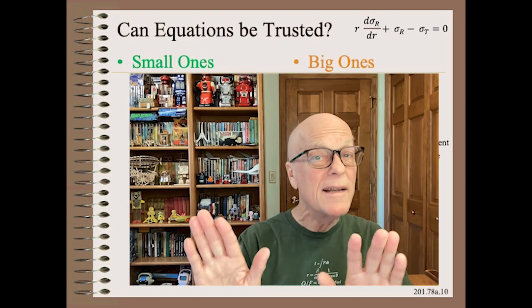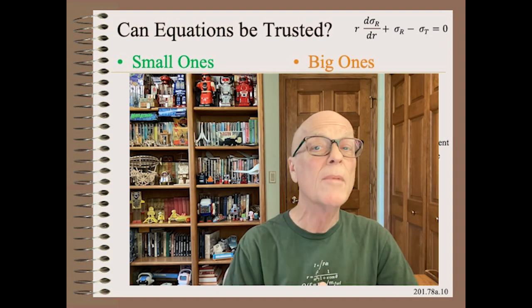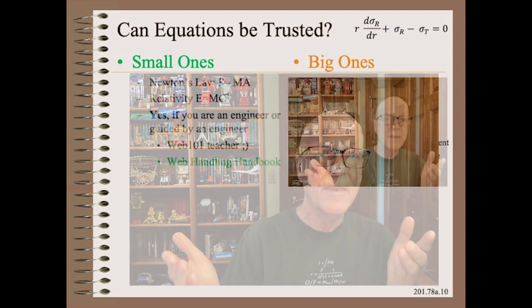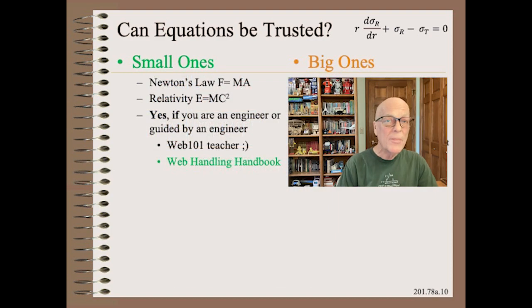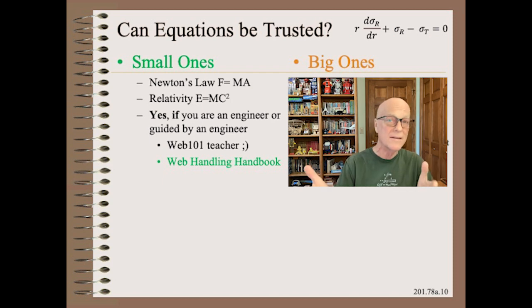Yet, there's a tendency to distrust things that you don't understand well, and equations are no different. So, when and how can you trust them? If we take simple examples like Newton's law and Einstein's theory of relativity, we have ample evidence from 100 years of testing by thousands and thousands of scientists that these equations work to tell us how the world works.